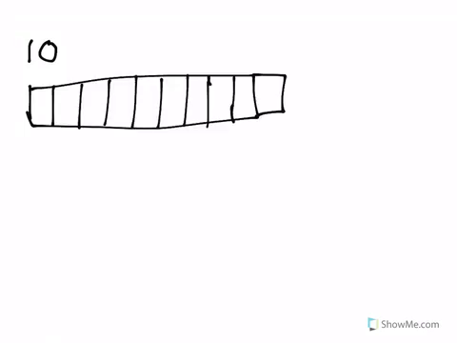Okay, let's look at a little bit of addition and subtraction. So let's say I asked you to represent the number 10 with a tape diagram. You might create something like this. Tape diagram with 10 individual spots. 1, 2, 3, 4, 5, 6, 7, 8, 9, 10.